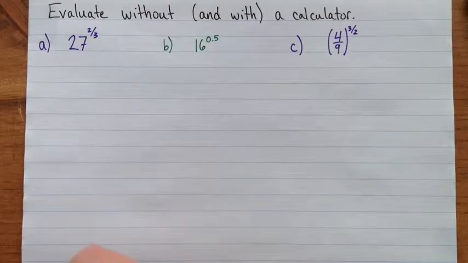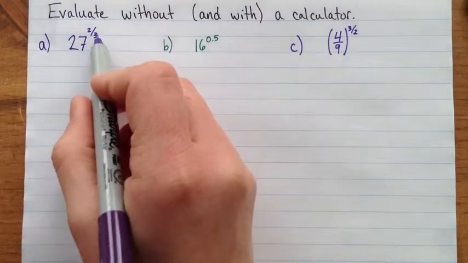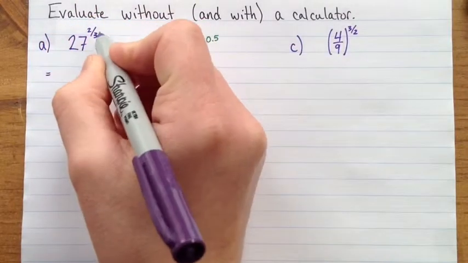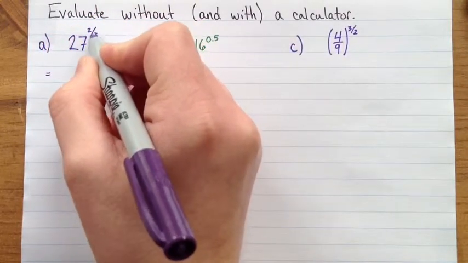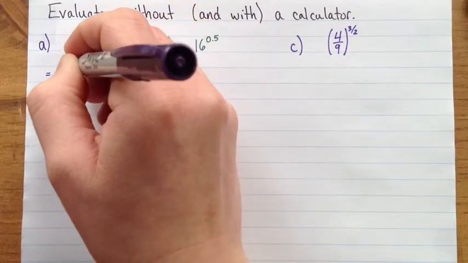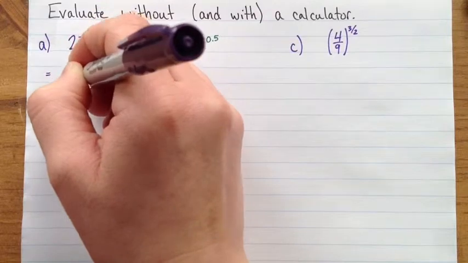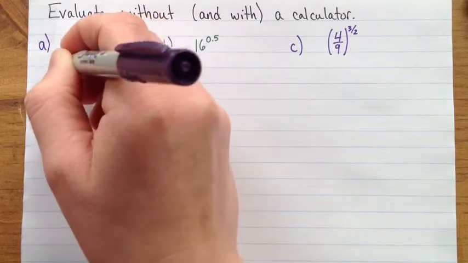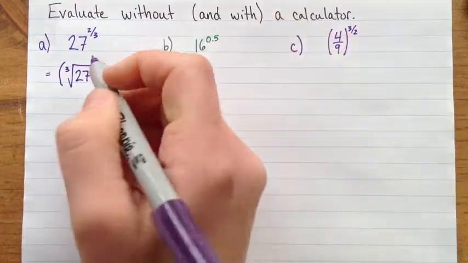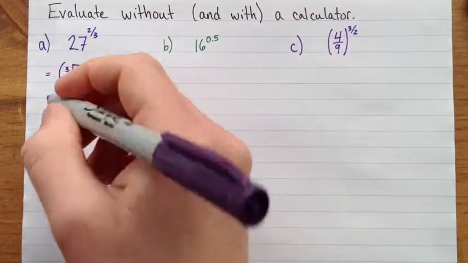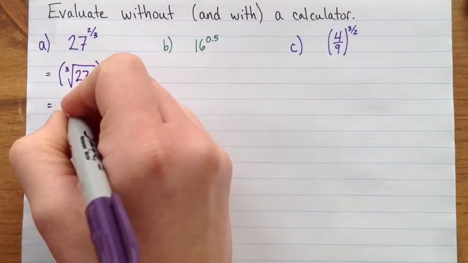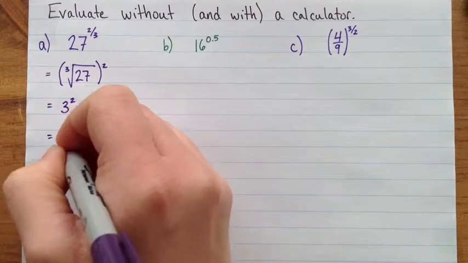Okay, we've got 27 to the exponent 2/3. So there's 2 ways we can do this. I'm going to change it to a radical, and the 3 will be my index on my radical. So I'll take a cube root. So I can do the cube root of 27, and then square that. Or I could square 27 first and then do the cube root. So if we do it in this way, cube root of 27 is 3. We have to square that, so it's 9.